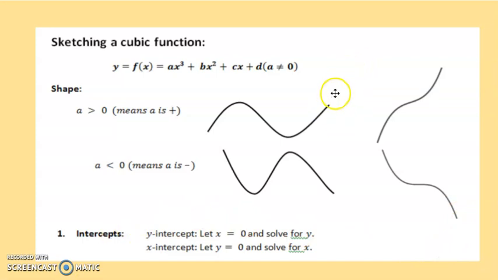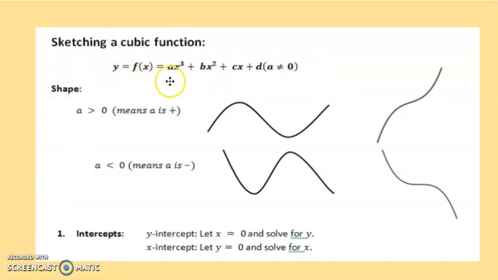Firstly, we will determine the y-intercept by making x equal to 0. So that will be 0, that will be 0, that will be 0. So d will indicate to me what my y-intercept will be. If there's no d value, then that function passes the y-axis at 0 and 0. It passes through the origin.